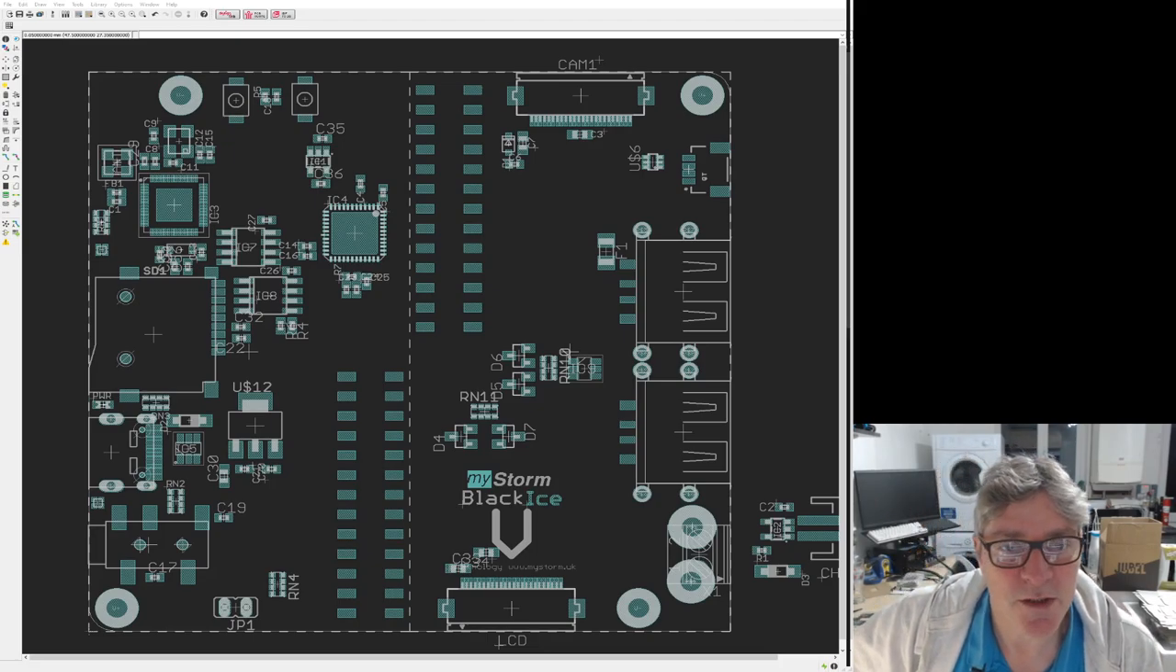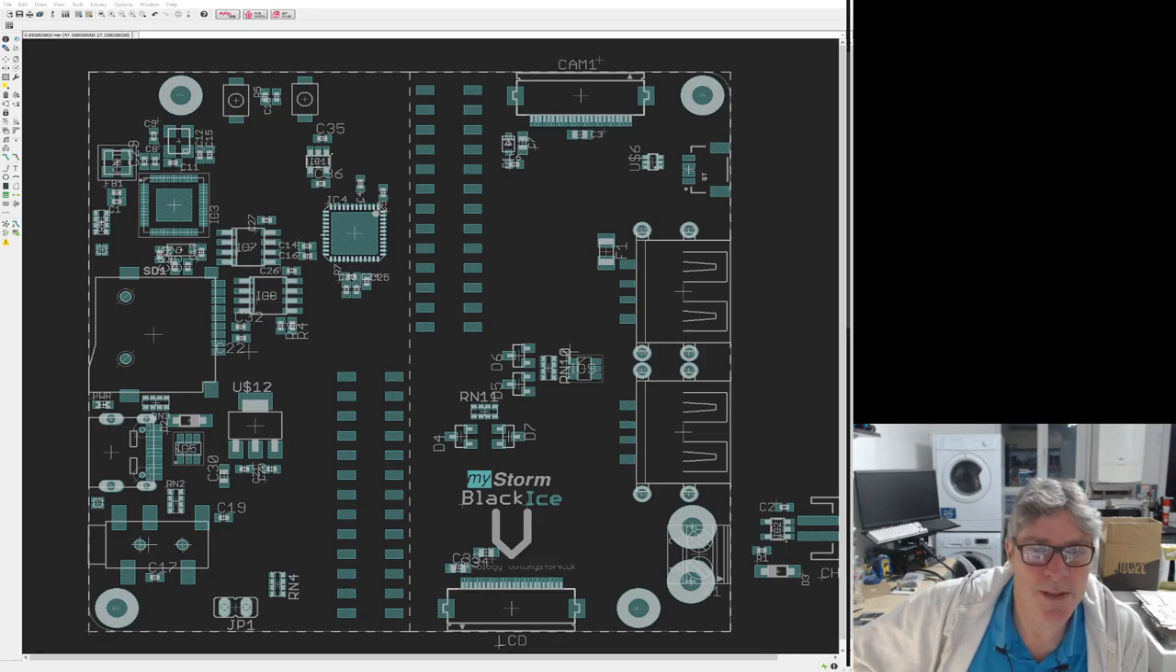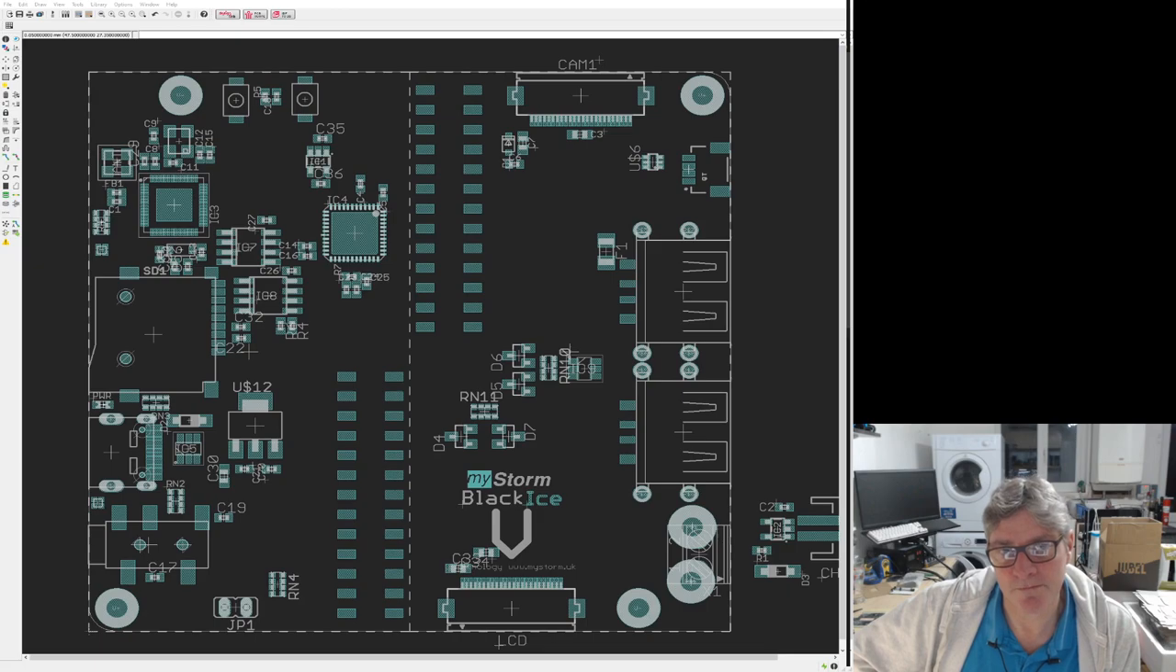So one of the other issues that you often have is if you're adding Ethernet, for example, only having 8 pins on a PMOD is a bit of a pain. So having the 12 IOs plus the other pins makes things much more flexible.